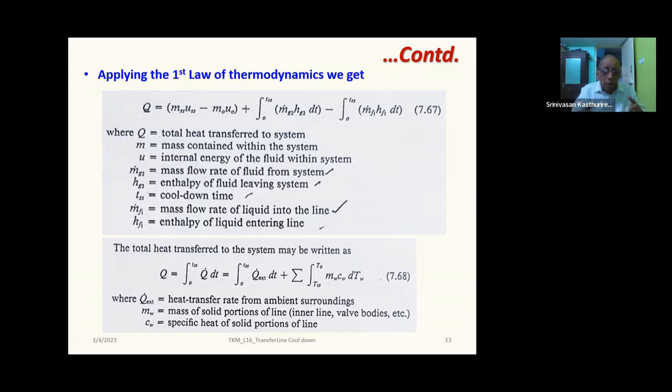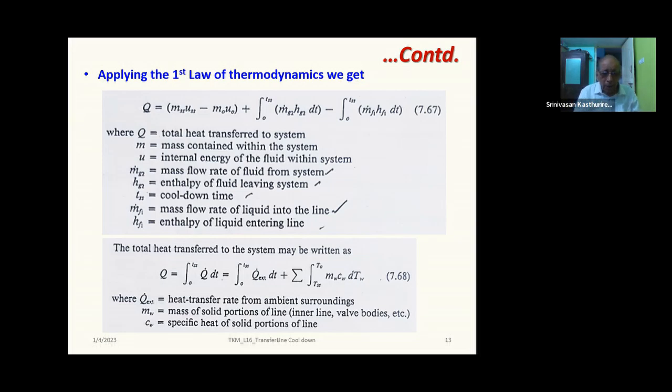This is outgoing. Minus what about the incoming? The incoming part is the liquid part. So it is again the same integral from 0 to T_SS of m dot F1, which is the mass flow rate of the fluid entering the system, times H_F1 into dt. So this is the first law of thermodynamics applied from an initial starting time up to the time where the pipeline reaches steady state. So this is what we are now applying.